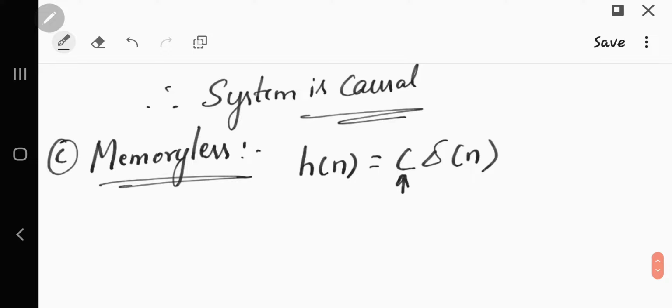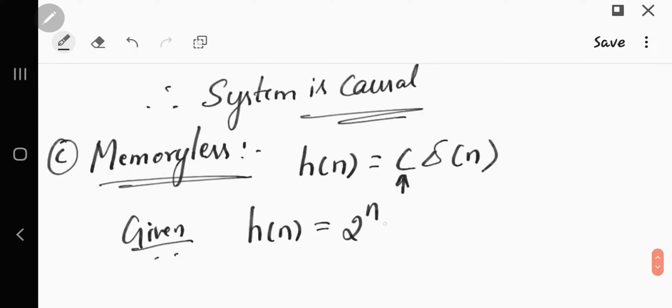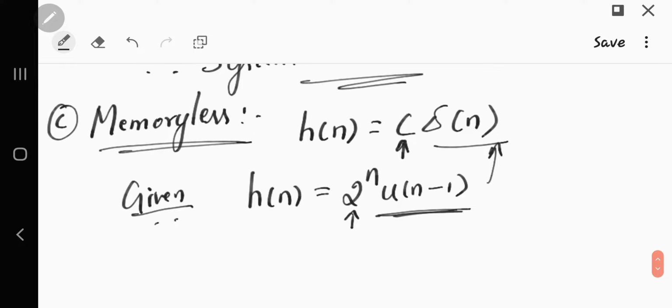Okay, so if you compare the given impulse response h of n is equal to 2 to the power of n u of n minus 1 with this, in place of C we have 2 to the power of n, which is not a constant, and delta n is not there, we have only u of n minus 1 here. Now comparing this with this expression, the equation is not satisfied.